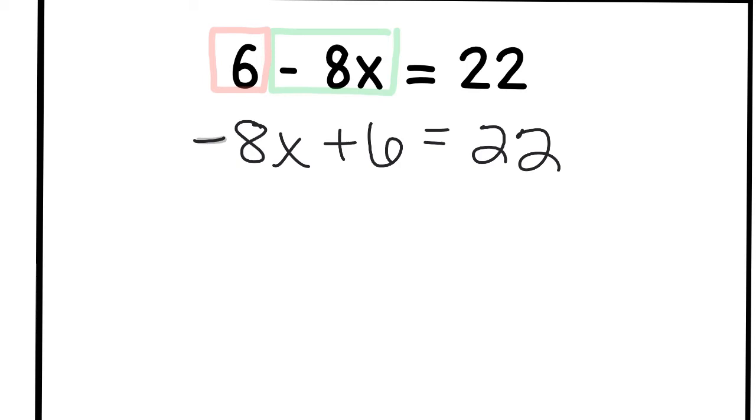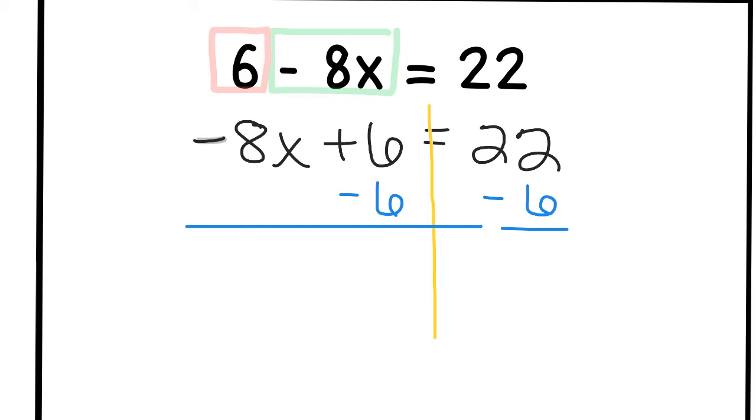So now I'm going to go back to my problem, and I have negative 8x plus 6, and I need to undo my work, starting out with the adding of 6. To get rid of plus 6, I'm going to subtract 6 from both sides of the equation. Plus 6 minus 6, they're going to zero out of the problem and leave me with a negative 8x equals 22 minus 6 is 16.